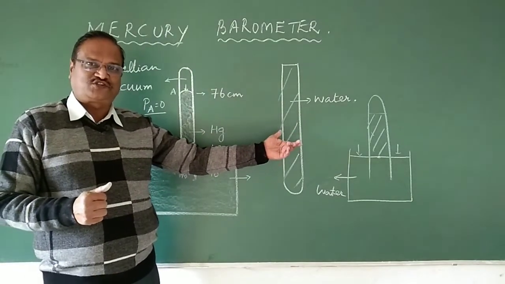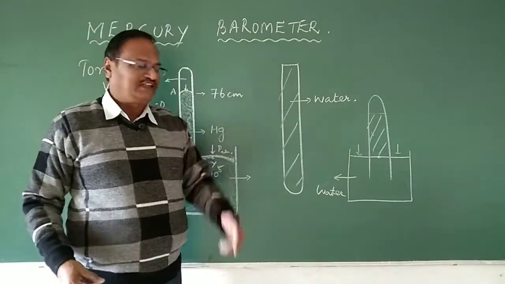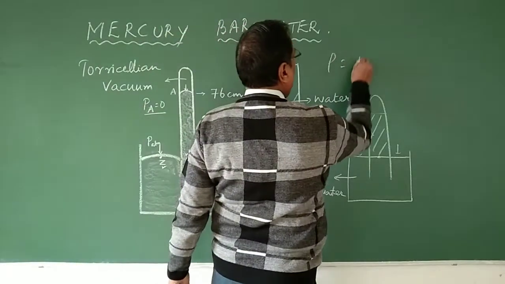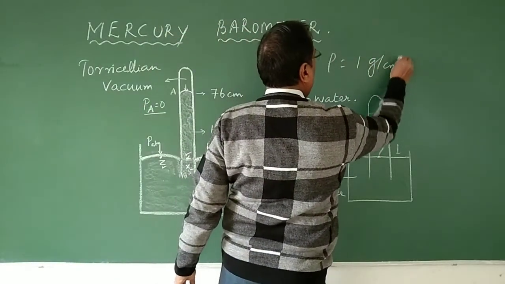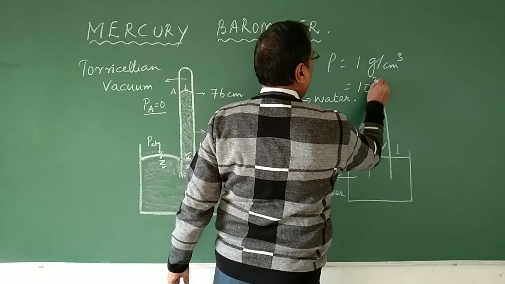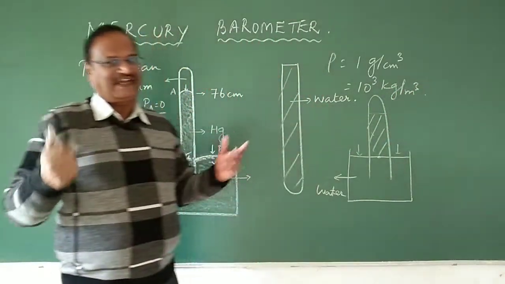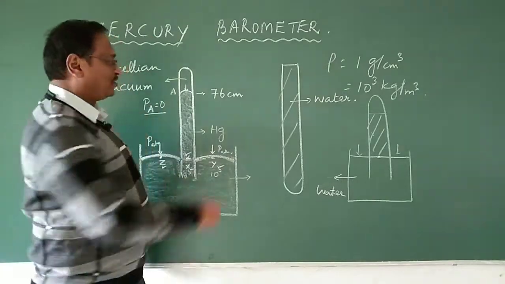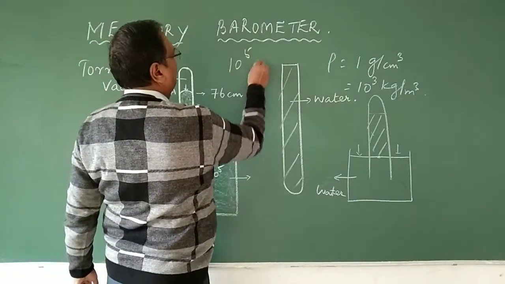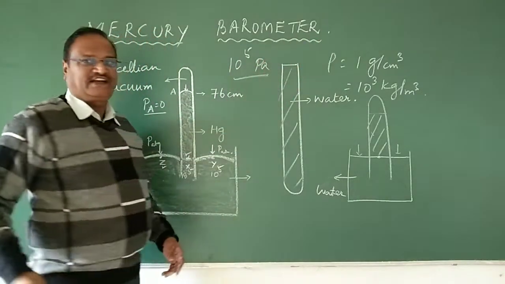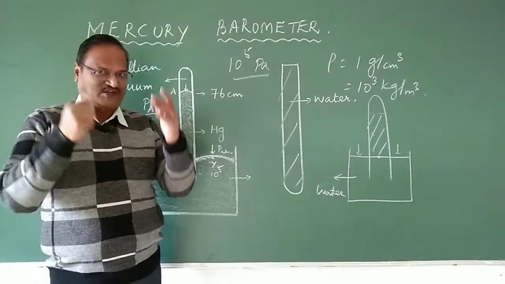Use P is equal to h rho g. I'll give you one thing. Rho, the density of water, is 1 gram per cubic centimeter, which is nothing but 10 power 3 kg per meter cube. Use this and then calculate. And you know very well atmospheric pressure is 10 power 5 Pascal. We have done it. Calculate and write it in the comment section once you have completed.